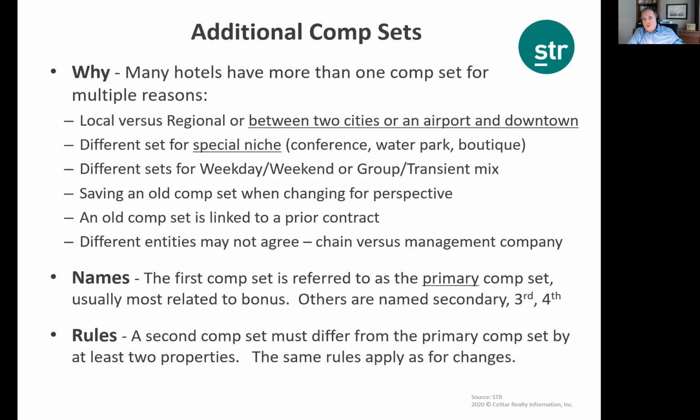Sometimes people will keep an old comp set around when they make a change just to see perspective, and other examples as well. The first comp set is usually referred to as the primary, and then you have a secondary, third, and so on. A lot of times that primary comp set is the one that's related to the general manager's bonus. And the rules there, again, same concept when it comes to rules. A second comp set must differ from the primary comp set by at least 2 properties, and the same rules apply as for the changes.